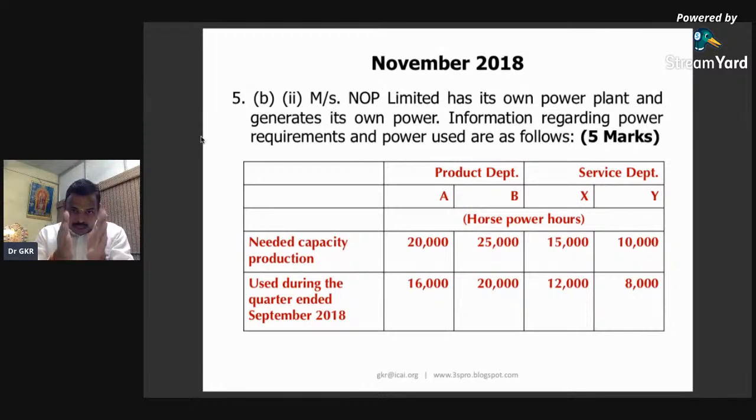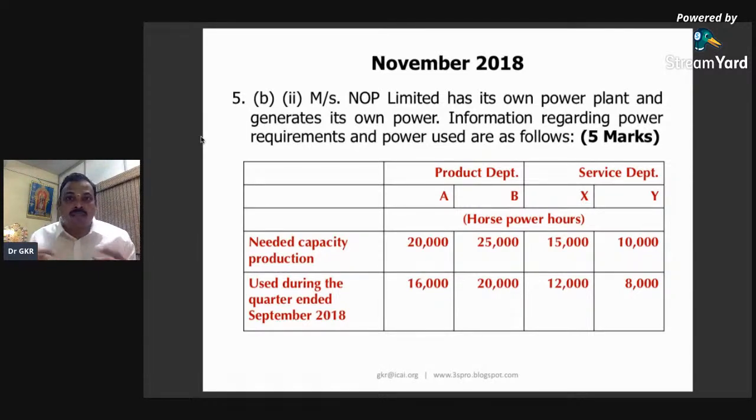So you have 2 production departments and 2 service departments. For the service departments, whatever cost you are allocating and apportioning has to be redistributed to the production departments. Then only you can absorb into the product.